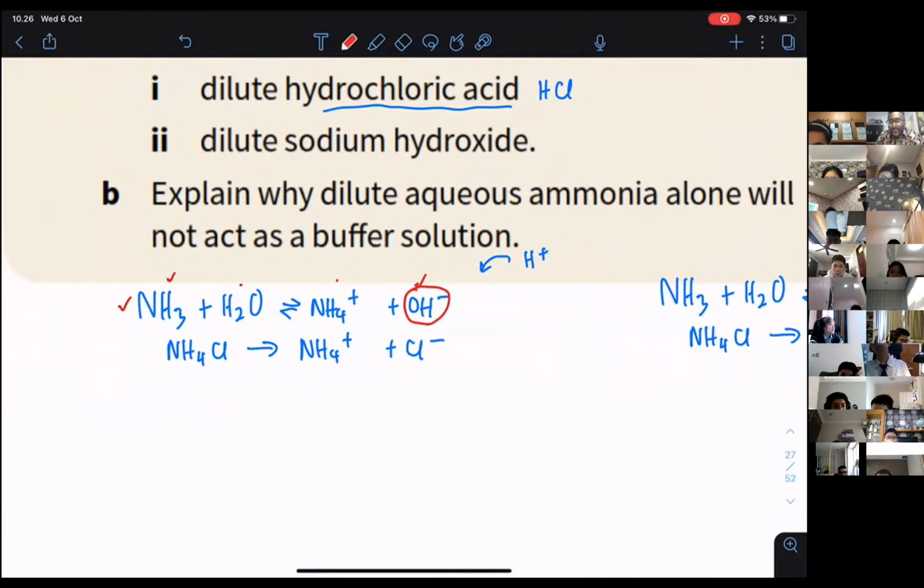Why positive and negative? The same explanation that I gave you. After H plus reacts with the OH minus, the concentration of OH minus will decrease. When this concentration decreases, what will happen? The position of the equilibrium will shift to the right. When the position of the equilibrium shifts to the right, the OH minus is going to come back as normal. The pH remains the same.